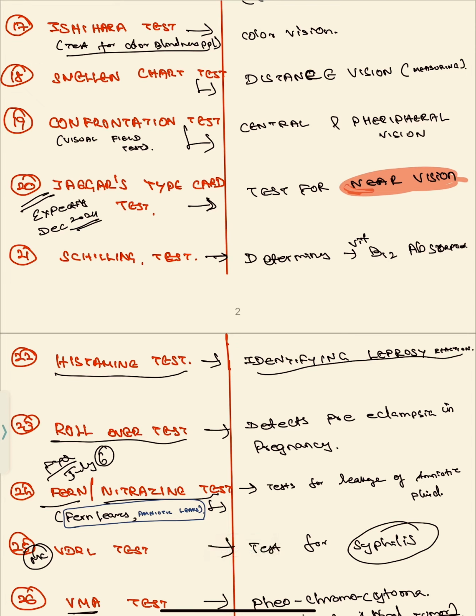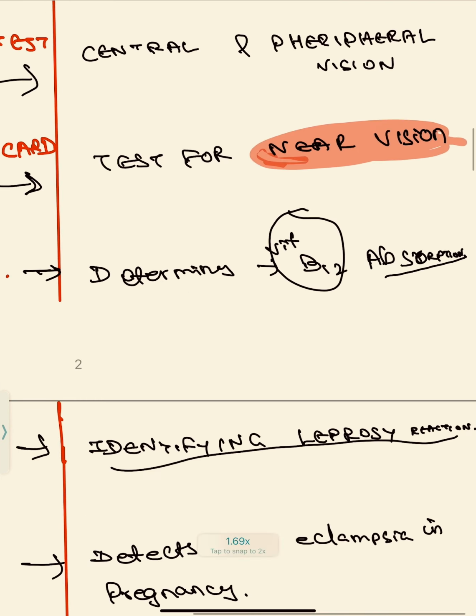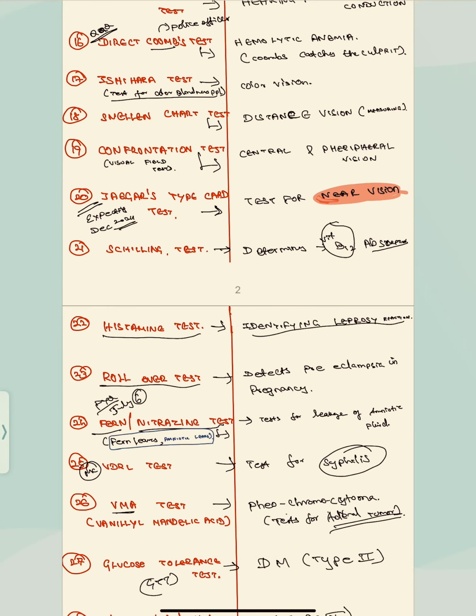Schilling test, vitamin B12 absorption. Vitamin B12 absorption. Okay. Jaeger's type card test, Jaeger's type card test for near vision. Jaeger's type card test, near vision. Confrontation test is for the visual field test, central and peripheral vision. Snellen chart test, distance vision. Snellen chart is for distant vision. Jaeger's type test is for the nearer vision.